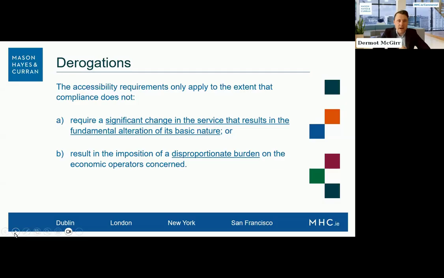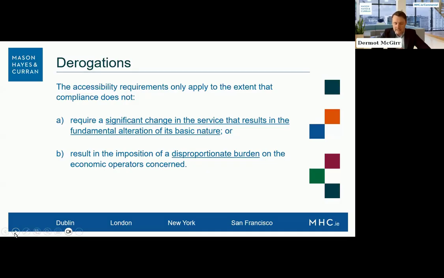And then, what do they mean in practice? So the first one talks about significant change, fundamental alteration, the basic nature of the service. That comes out of a technical analysis. So that comes from a technical place, and I think that has to be the justification. Whereas B, the disproportionate burden, is about cost, essentially.